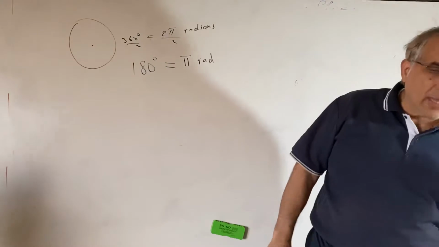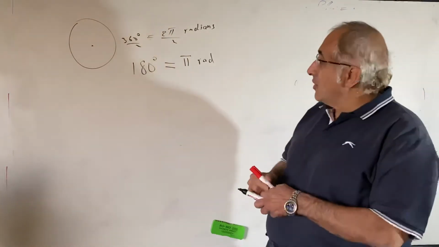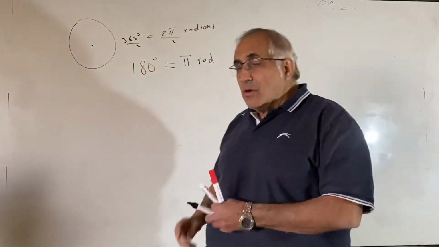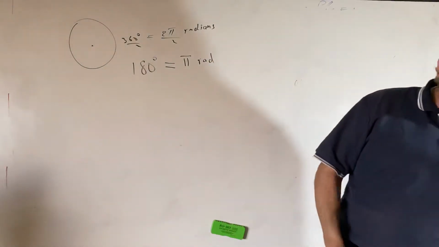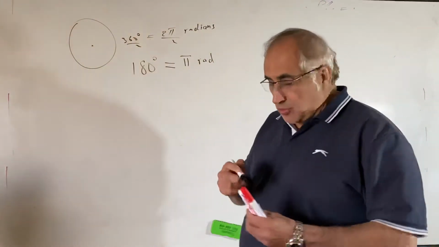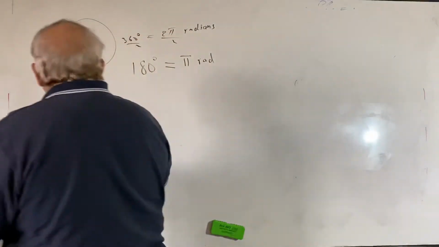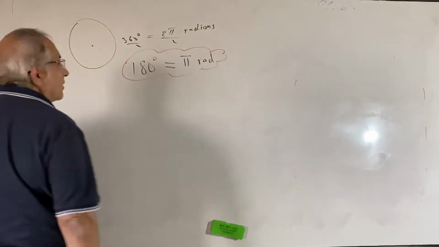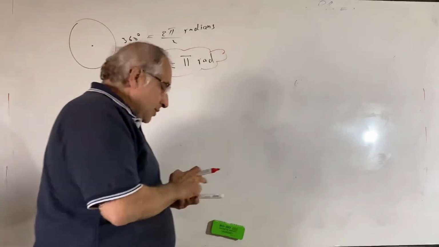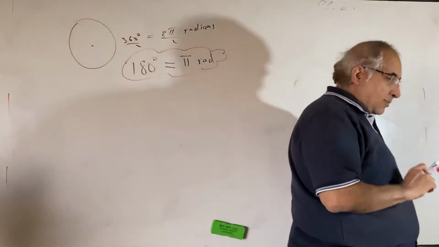So every time you go half a circle, either you go 180 degrees or the equivalent, something we call pi. Pi is 3.142 and so on. So let's make sure that we keep this in mind. All right? So let's have an example.